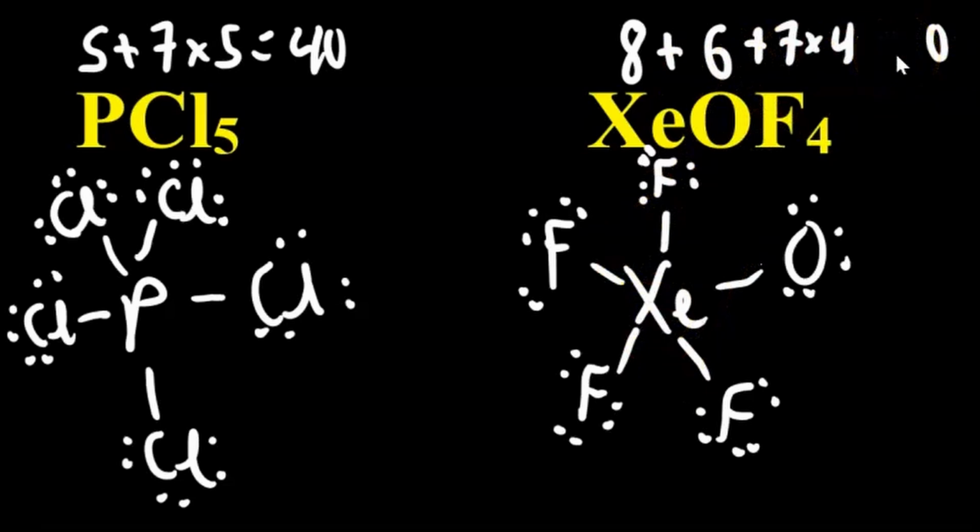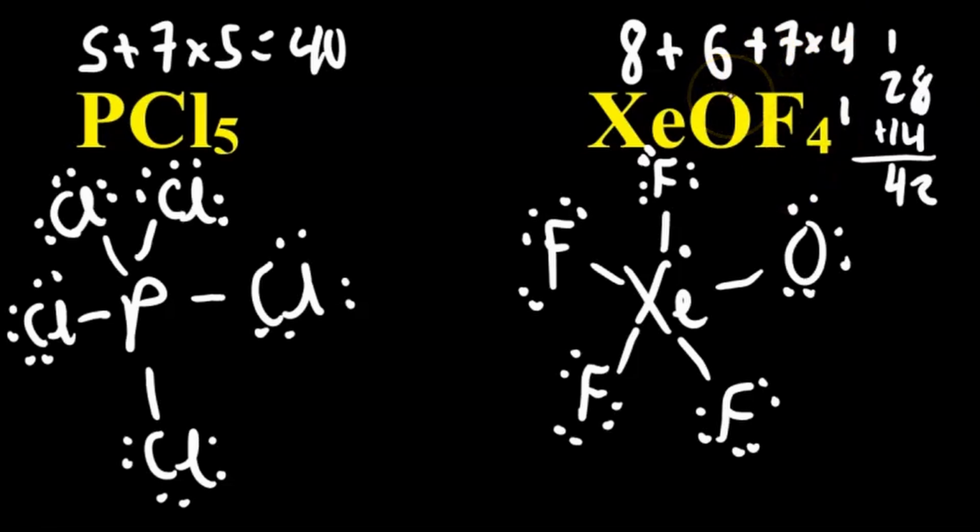What? Holy. Okay, so 8 plus 6 is 14. And 7 times 4 is 28. So if we do 28 plus 14, this is 12, carry the 1, 42. We need 2 more electrons. I had a feeling something wasn't going to work.